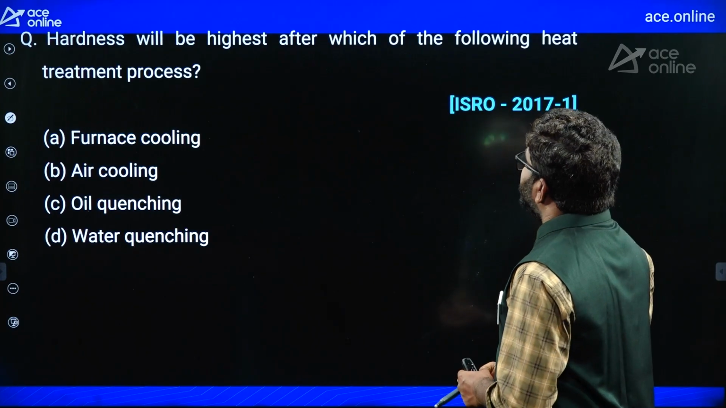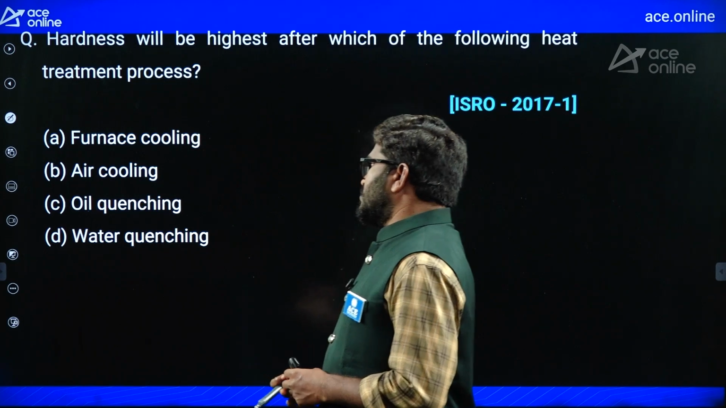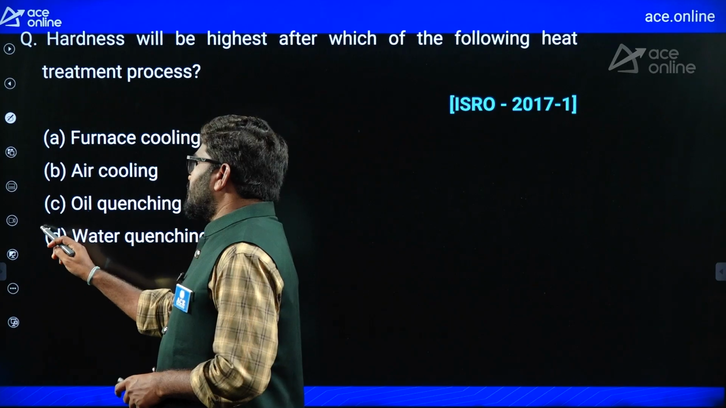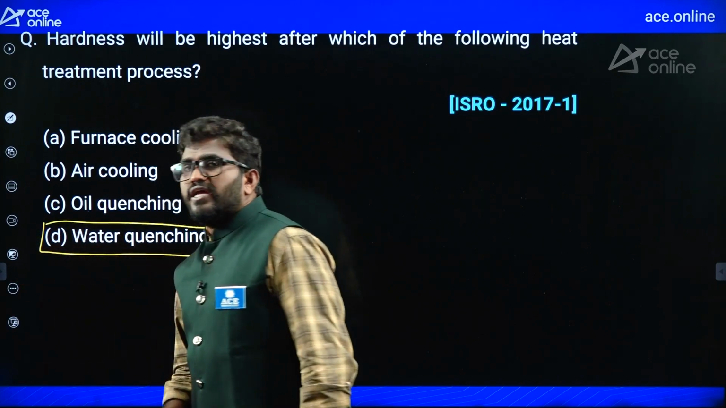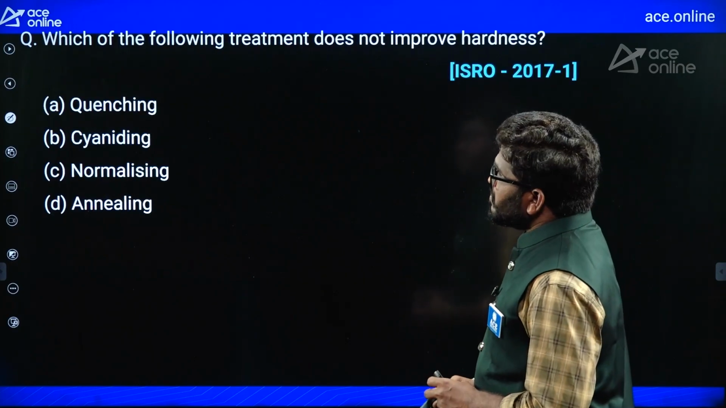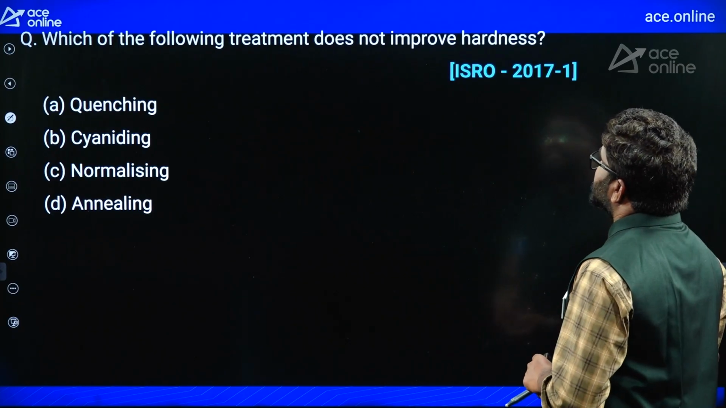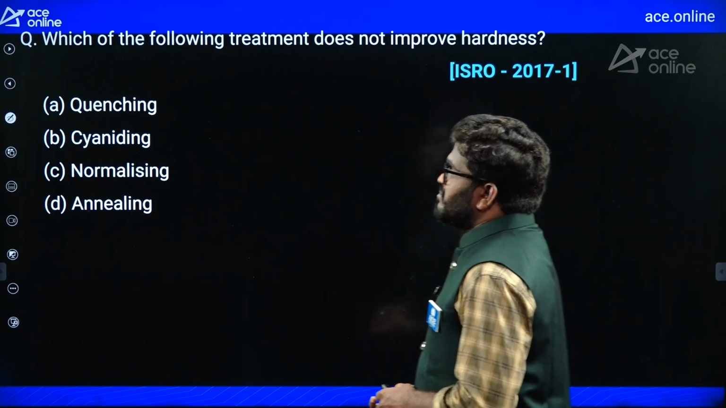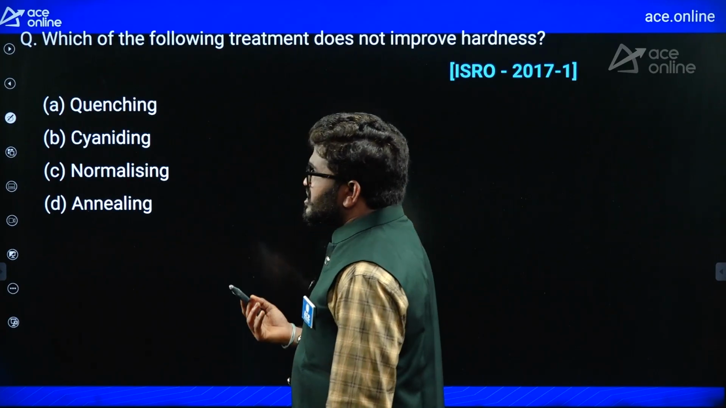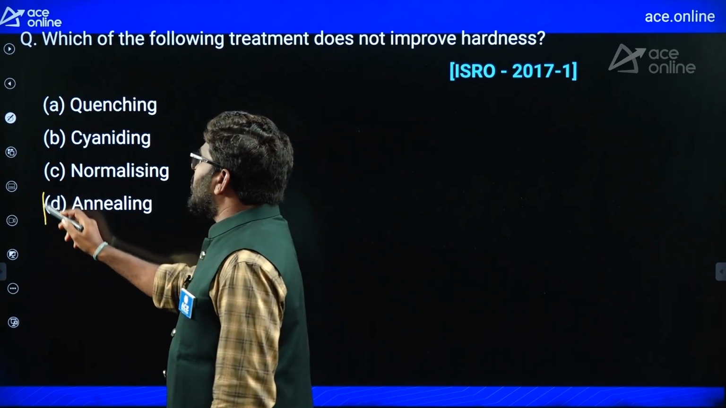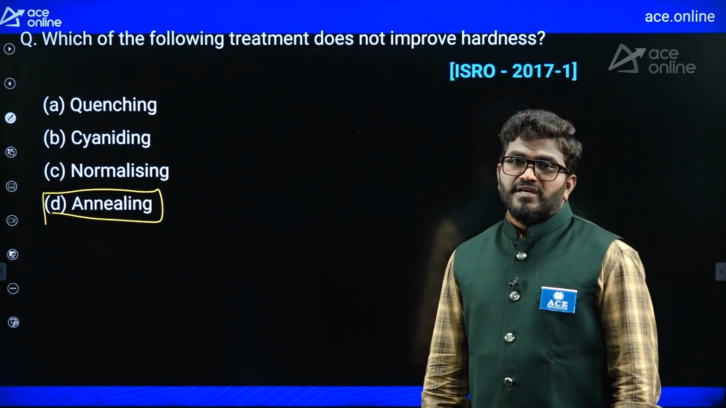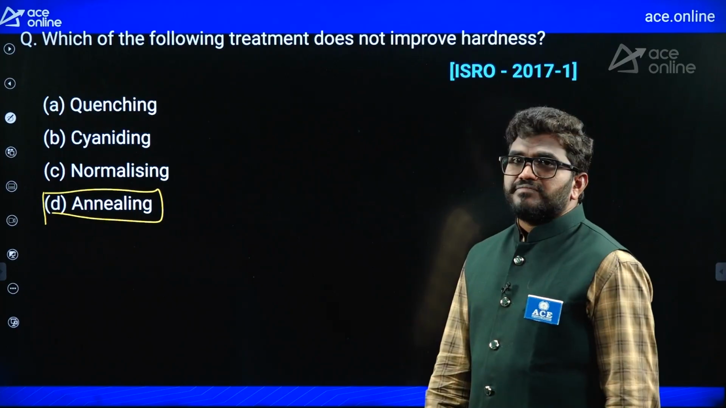Hardness will be highest after which of the following heat treatment processes? Remember, there are furnace cooling, air cooling, oil quenching and water quenching. By quenching the material in water, with the rapid cooling rate, you will get the highest hardness. Which of the following treatments does not improve hardness? By quenching hardness increases, cyaniding hardness increases, normalizing also up to a certain limit you can increase, but annealing does not improve hardness. So D is the correct answer for this question.